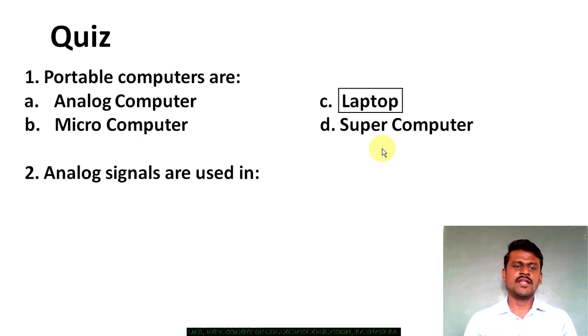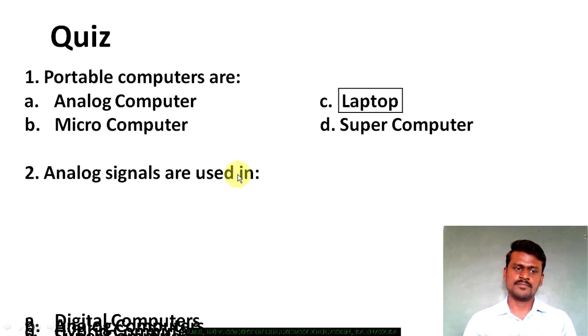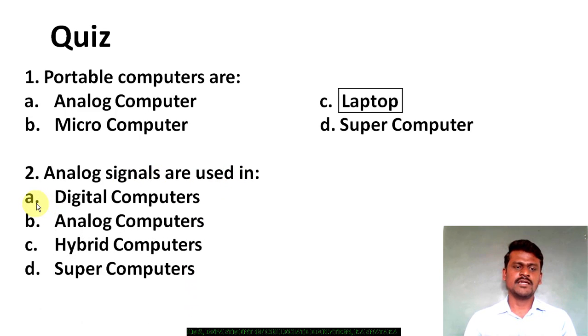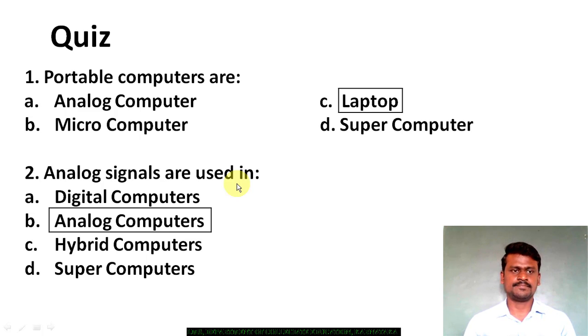Next question: analog signals are used in. Option A digital computers, option B analog computers, option C hybrid computers, option D supercomputers. Analog signals means they will obviously provide analog signals. Any guesses? Right, the answer is analog computer. It is obvious that an analog computer will always produce analog signals.